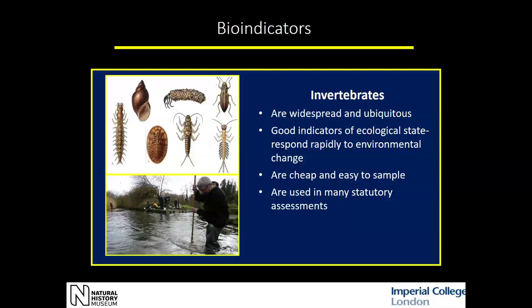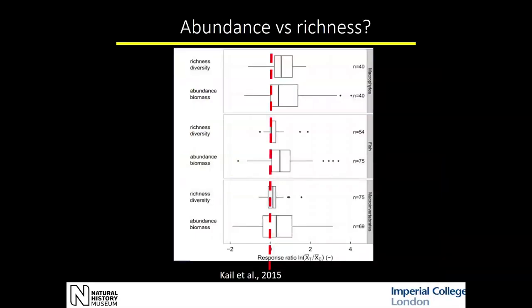But actually, macroinvertebrates might be better. They're ubiquitous, they've been part of the monitoring landscape for a very long time, and they're cheap and easy to use. They don't require too much equipment. So what would we look at, abundance versus richness?